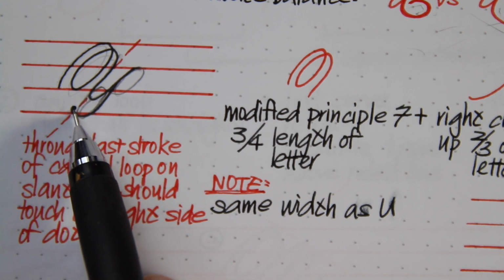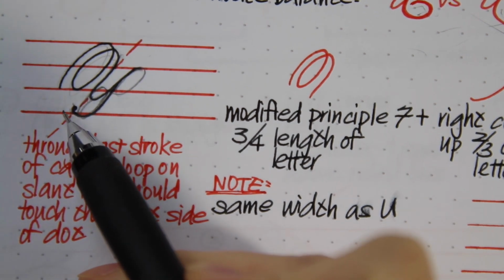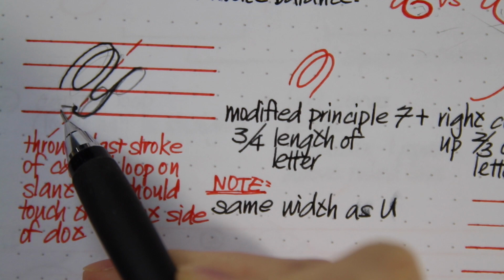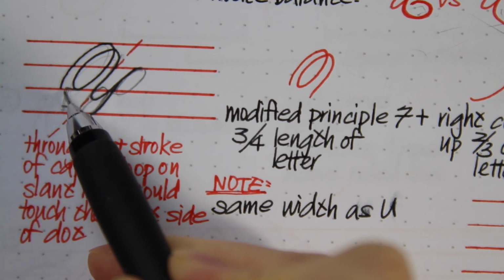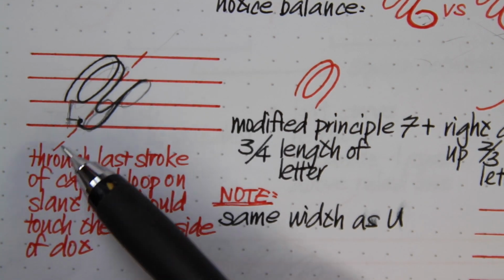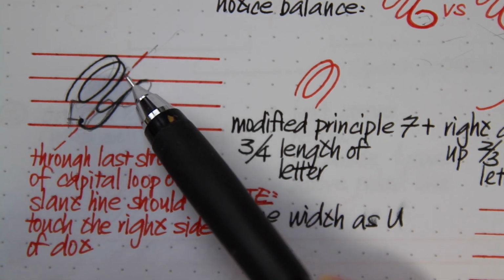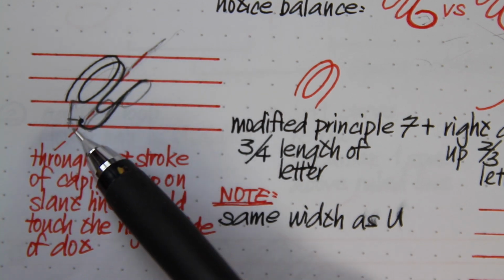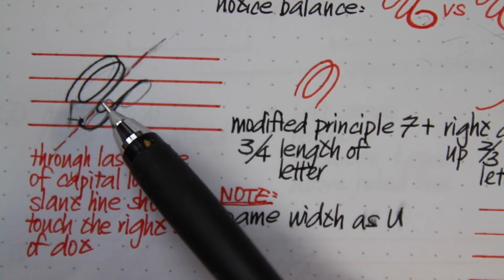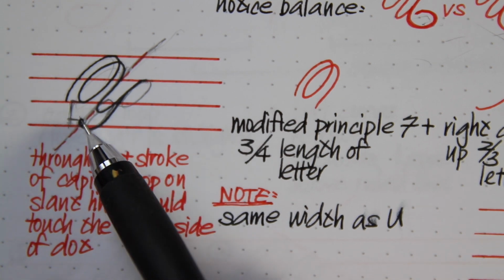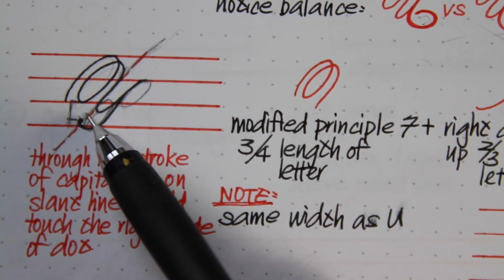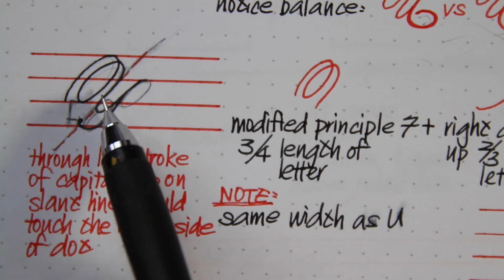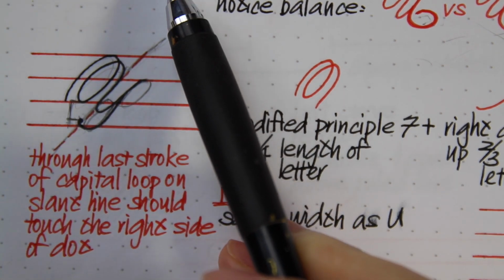And we end the capital stem with the dot. This dot is at 1/6 of the height from the baseline. So this is about 1/6 of this x height. So the pure Spencer's Y, if you had a line through the last stroke of the capital loop on slant, this line should touch the right side of your dot. That is the proportion of where this letter ends. The letter Y and the letter U should be the same width.